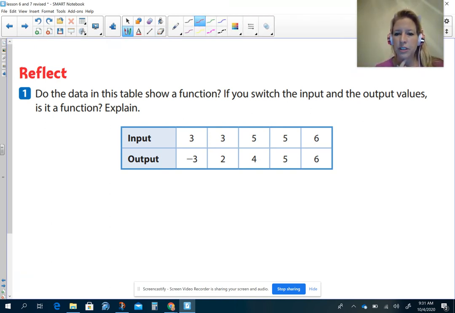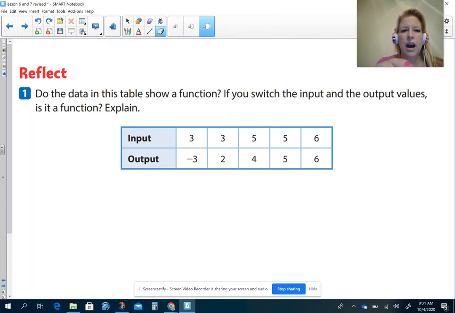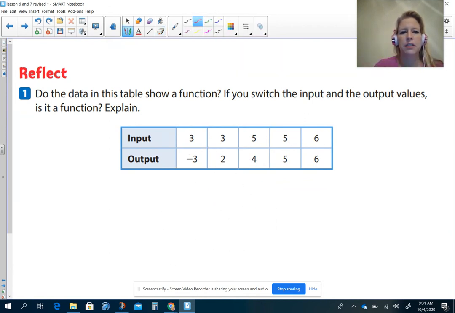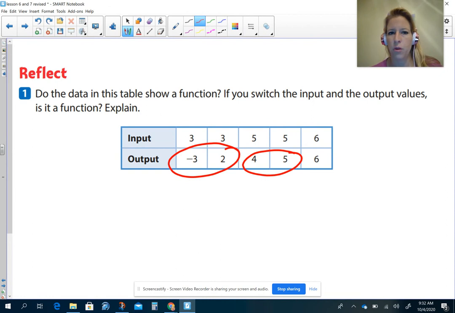Does the data show a function? So I have input and output. Well, wait a minute. These 2 are 3s, aren't they? So I have 2 outputs with 1 input. Well, wait a minute. That happens again, doesn't it? So is this a function? This is not a function. My x's repeat. Or you could say that I have 2 outputs for 1 input, another 2 outputs for 1 input.